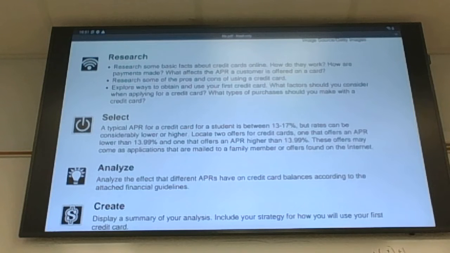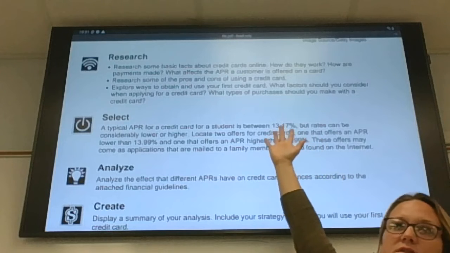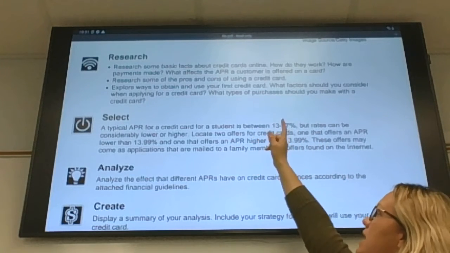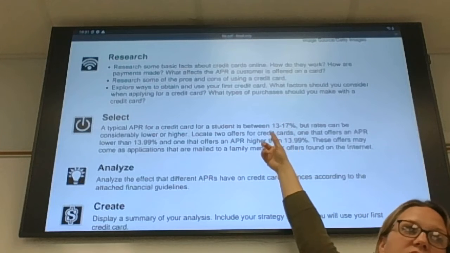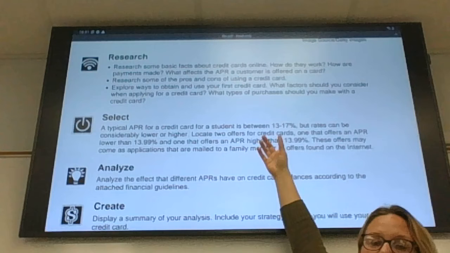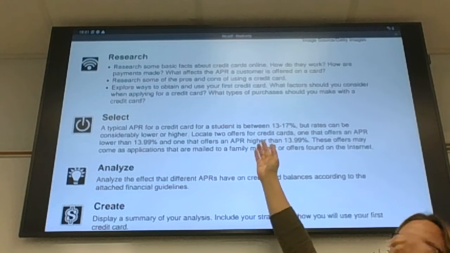Okay, so I don't really want your family members' information, but you can bring in, like I said, just envelopes or whatever. So we're really going to use the internet. But I looked this up because this project was put out by your textbook like 10 years ago. So I looked up, is this accurate? Is a credit card right now for a college student between 13 and 17%? And that's accurate. So the data is still good there.